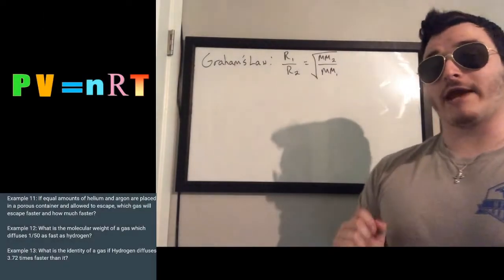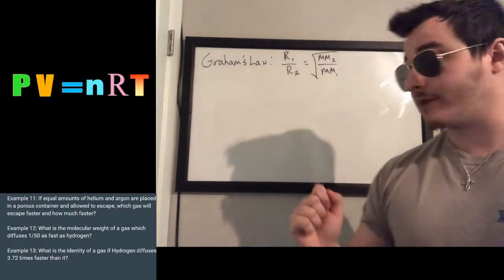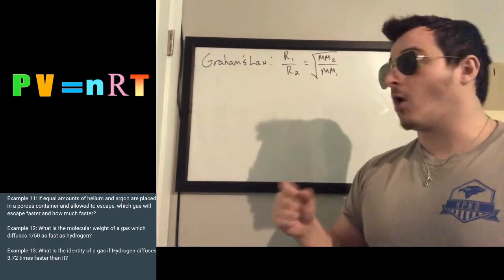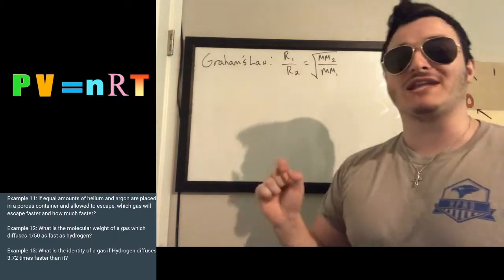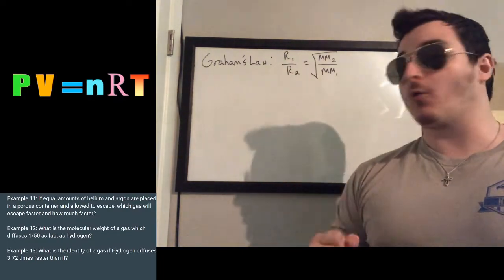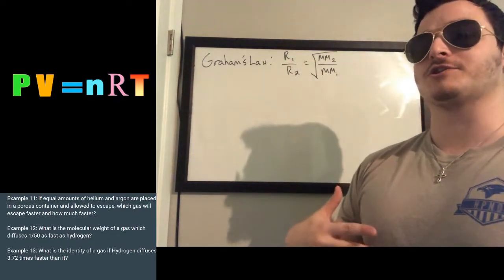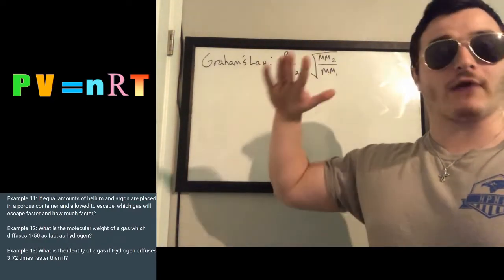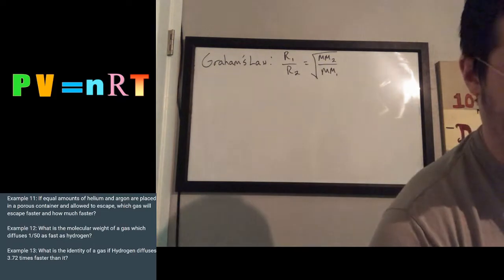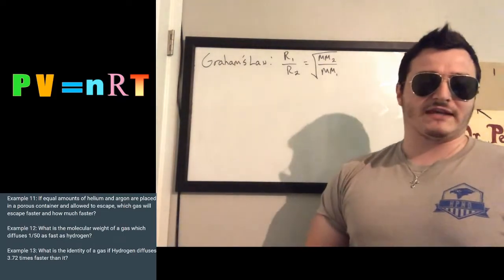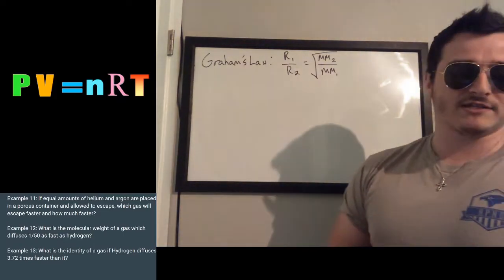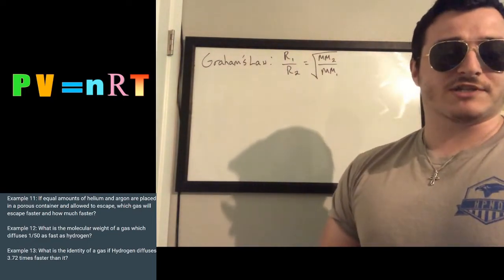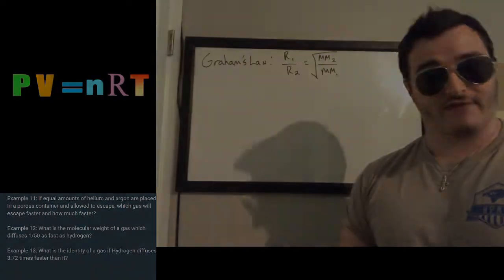Next, we will be doing our Graham's Law examples. Keep in mind, it is R1 over R2. However, if you always make gas number 1 the lighter gas, the smaller gas, which you are always able to do if you manipulate the equation properly, then this will just become one number on the left as opposed to a fraction. So our first example reads, if equal amounts of helium and argon are placed in a porous container and allowed to escape, which gas will escape faster and how much faster?